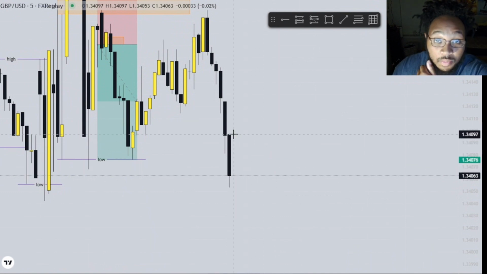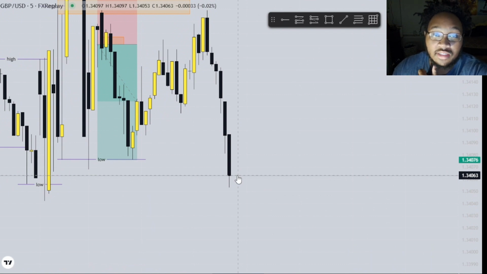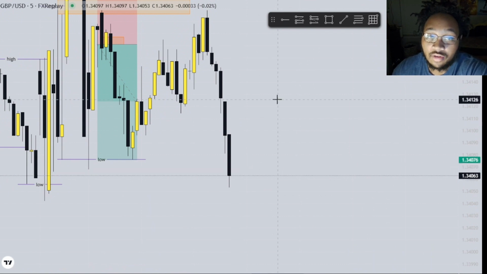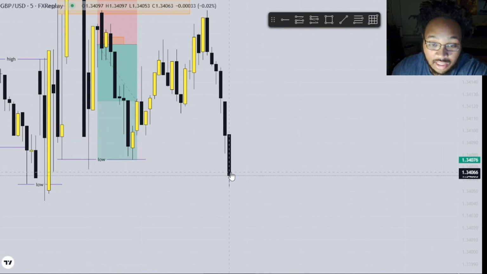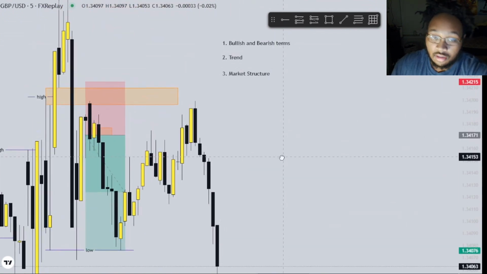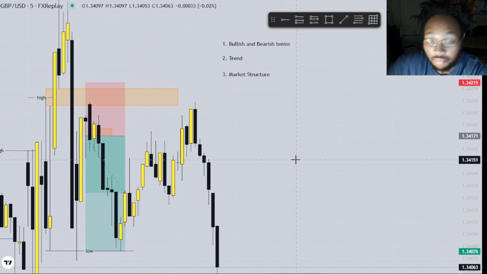The candle opened at the top, it came all the way down here, and then it came back up right here and it closed. Each candle represents a certain amount of time. Right now we're on the 5-minute time frame. I know y'all can't see it, but we're on the 5-minute time frame. So each one of these candles takes about 5 minutes to close. This candle right here took 5 minutes to close, or basically represented 5 minutes of price action. So that's basically it with the bullish and bearish terms. Like I said, bullish means up, bearish means down.